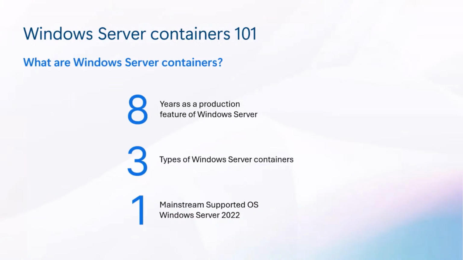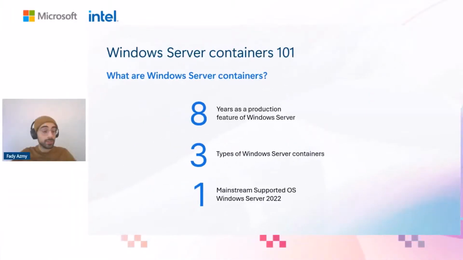Now, we talked about containers and we talked about lift and shift. I want to bring Windows Server containers into the picture. If you're not familiar with this already, it's a stripped-down version of Windows Server. It's optimized for running applications and services. It's been a production feature of Windows Server for 8 years, and it's been a production or GA feature of Kubernetes for 4 years. It has 3 types of Windows Server images, which are Nano Server, Server Core, and Server. And there's one mainstream supported OS, which is Windows Server 2022.